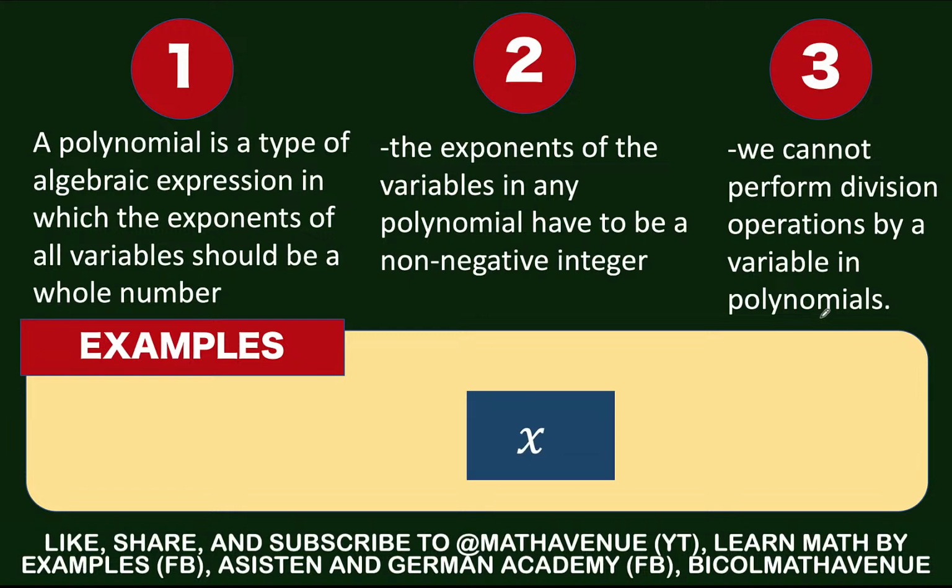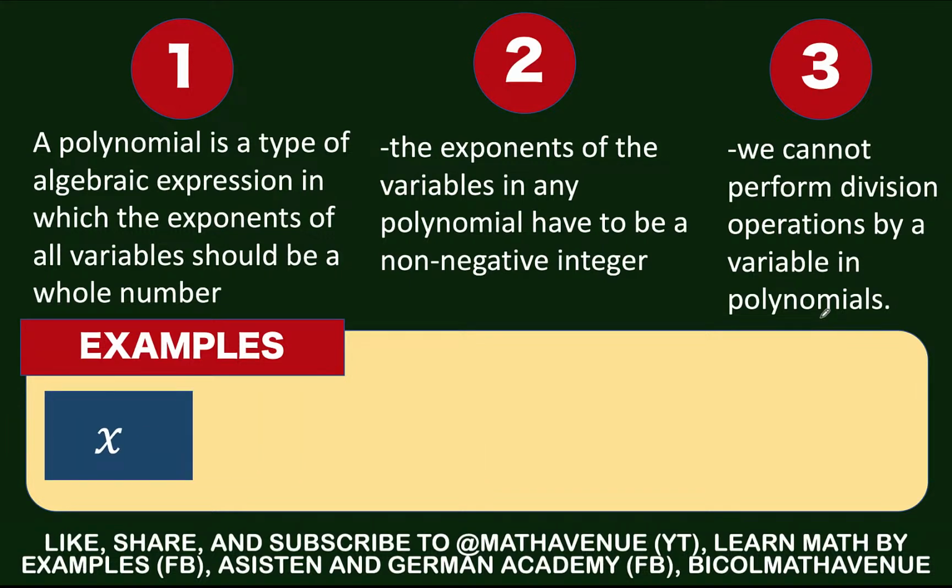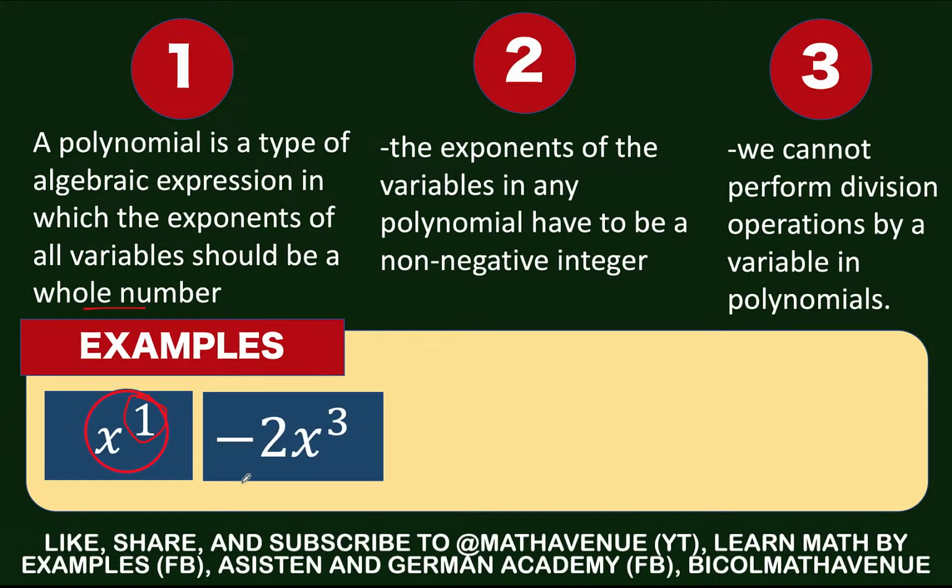So let's have an example. Let's say x. Is x a polynomial or not? The answer is yes, because the exponent of this variable x is a whole number. 1 is a whole number. So this is a polynomial. Next, negative 2x cubed. Here we are looking at the variable and the exponent. The exponent should be non-negative, it should be a whole number, and there is no division by a variable. This expression passes these three tests, and therefore, this is considered a polynomial.